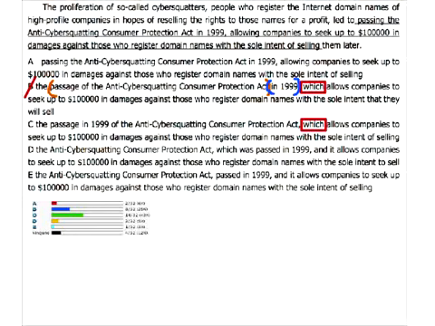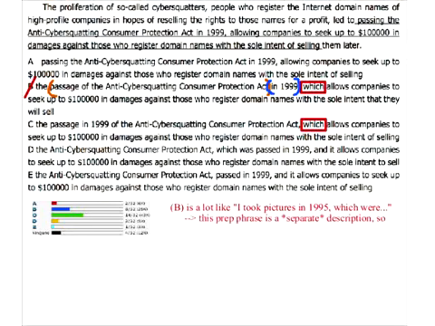So B is a lot like, again, don't think in terms of abstractions and rules, think in terms of examples. B is a lot like "I took pictures in 1995, which were..." In other words, this prep phrase is a separate description. So you can't jump it. That's the point here. And B is exactly like this sentence in that regard.